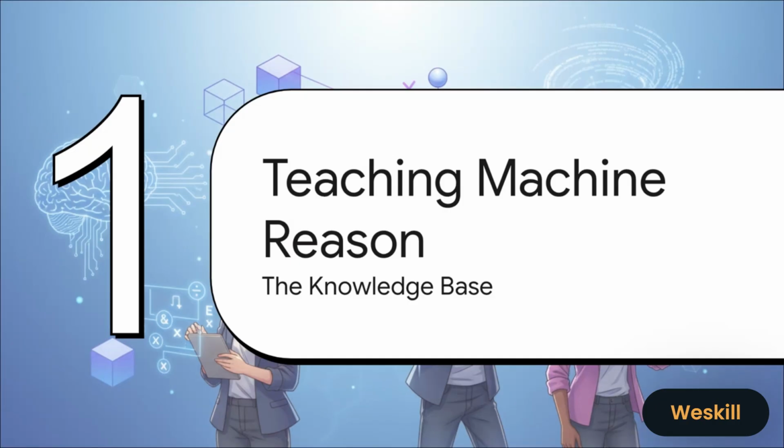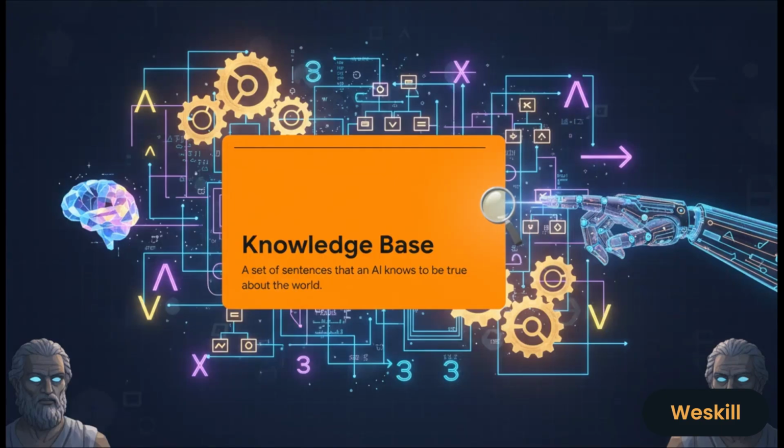So, the very first step is to give our AI a source of truth. Before it can reason about anything, it needs to know some basic facts about the world it's living in. And this foundation, this starting point, is called its knowledge base. Just think of the knowledge base as the AI's core set of beliefs. It's really just a collection of simple statements, sentences in a logical language, that we tell the AI are absolutely 100% true. Every single conclusion it ever comes up with will be built right on top of this foundation.